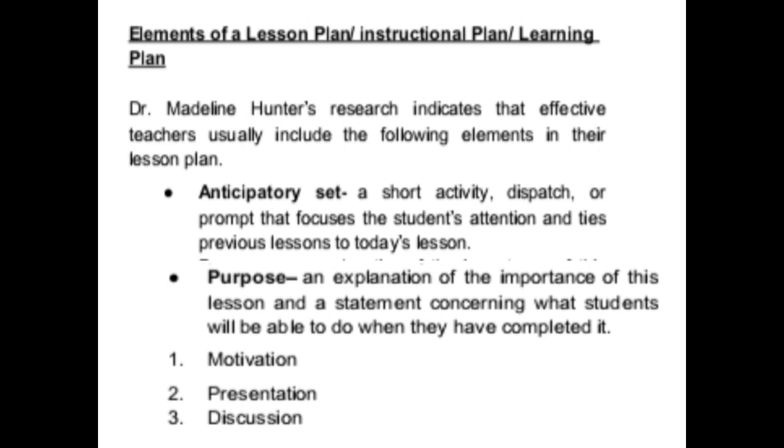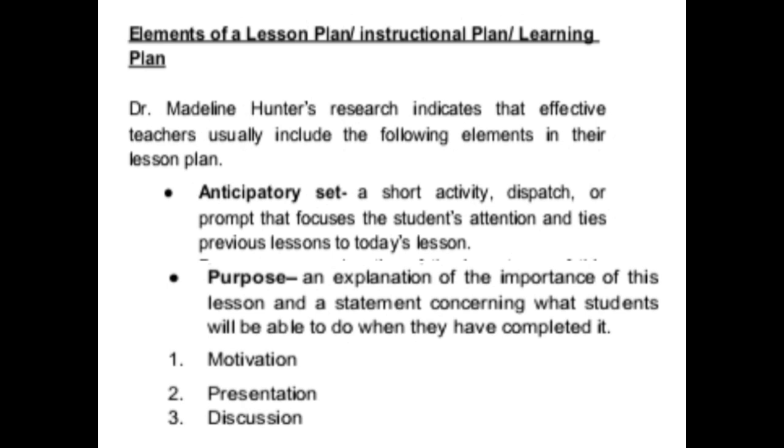So next element is the purpose. So purpose. So it's an explanation of the importance of this lesson and a statement concerning what students will be able to do when they have completed it.